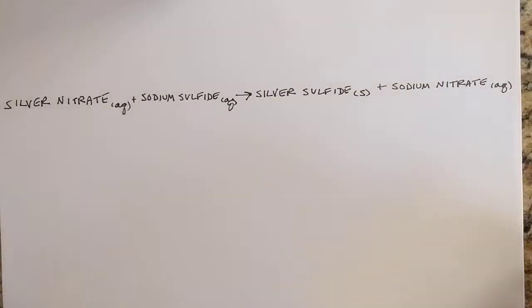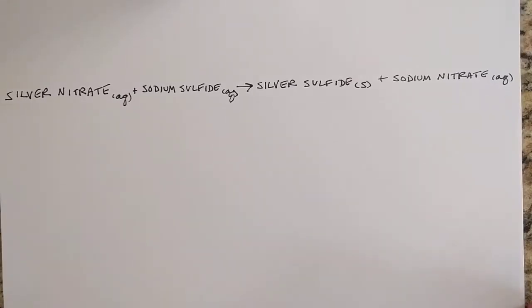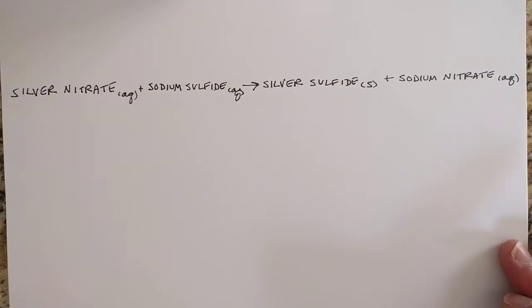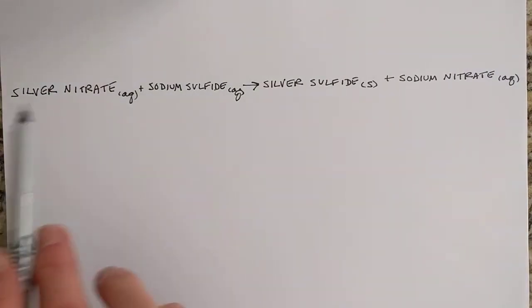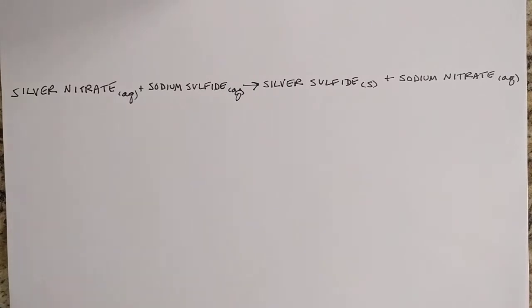Okay, so our next example, we have silver nitrate aqueous plus sodium sulfide aqueous yielding silver sulfide solid plus sodium nitrate aqueous. Alrighty, so we have a lot of formulas that we need to do here. So silver nitrate, silver, it's to the left of the staircase. This is an ionic compound.